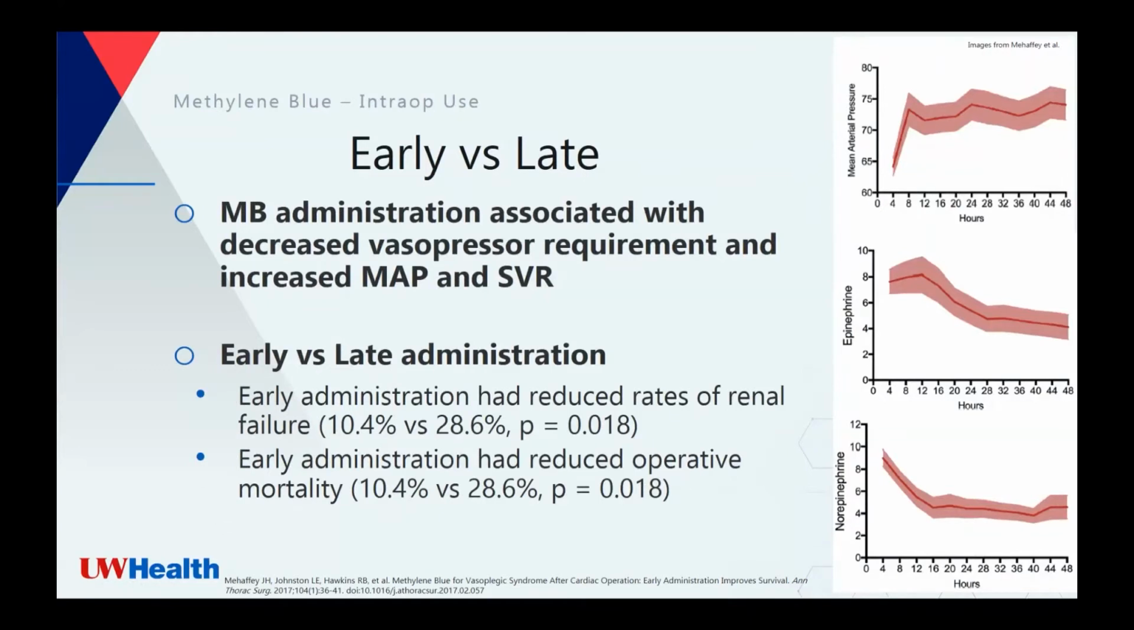Overall, though, this study found that methylene blue administration was associated with decreased pressor requirement and increased MAP and SVRs. On the right, you can see the results. The mean arterial pressure went up and was pretty well sustained. And then the epinephrine and norepinephrine requirements went down over time.